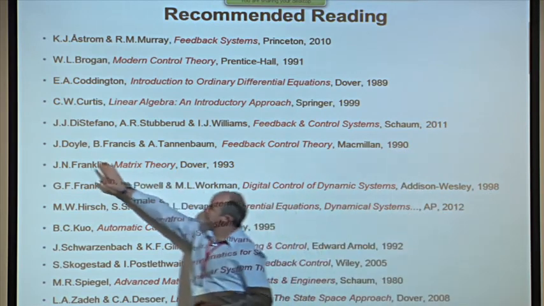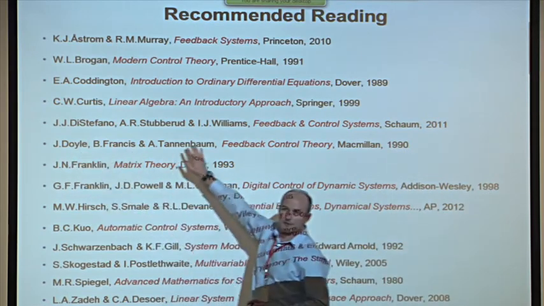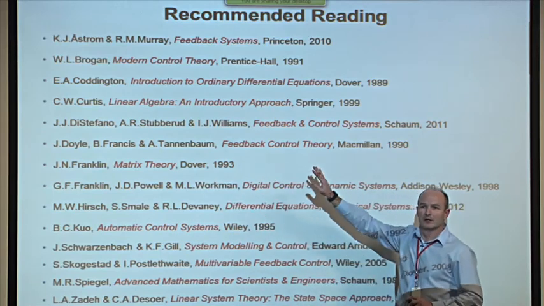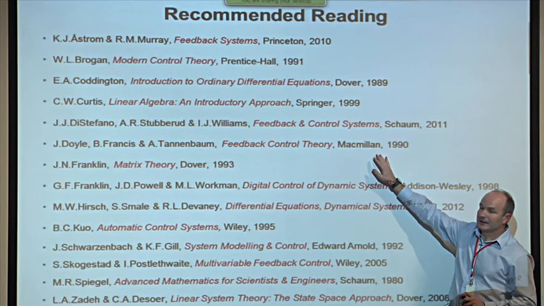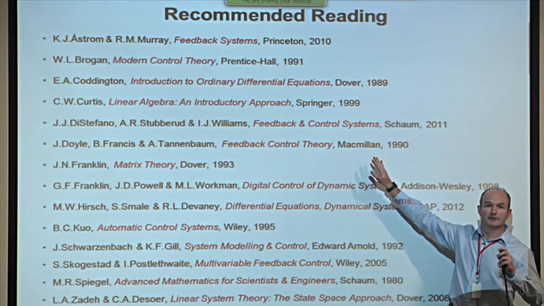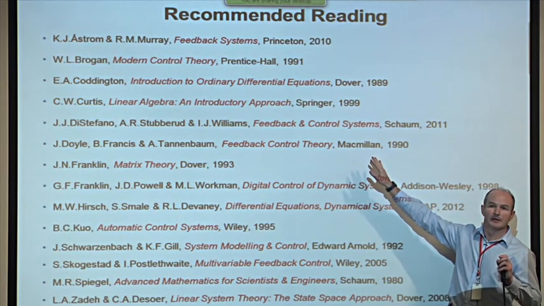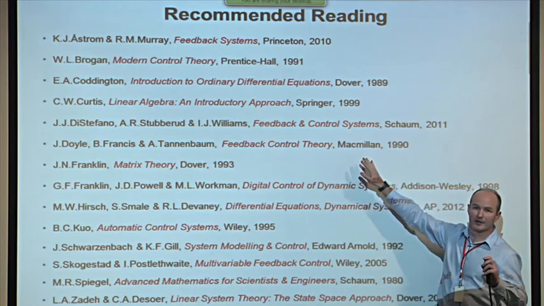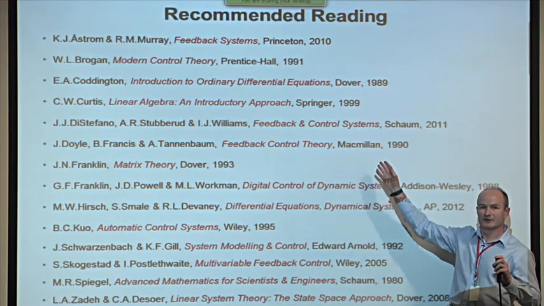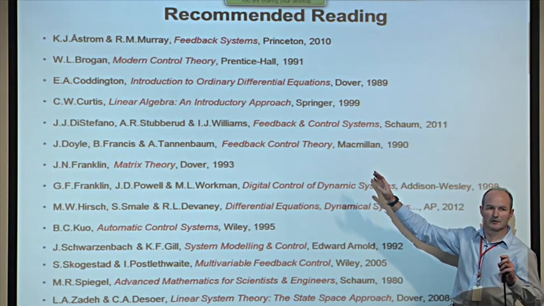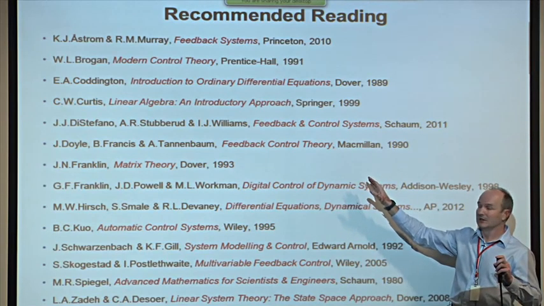I mentioned this book by Doyle, Francis, and Tannenbaum in respect of robust control. It's quite a mathematical book. It again has the desirable property that you can legally download it, because what happened was that the copyright passed back to the authors and they very graciously put it online. The PDF is only about a kilobyte or so. It's quite a small book, but it's very, very good.